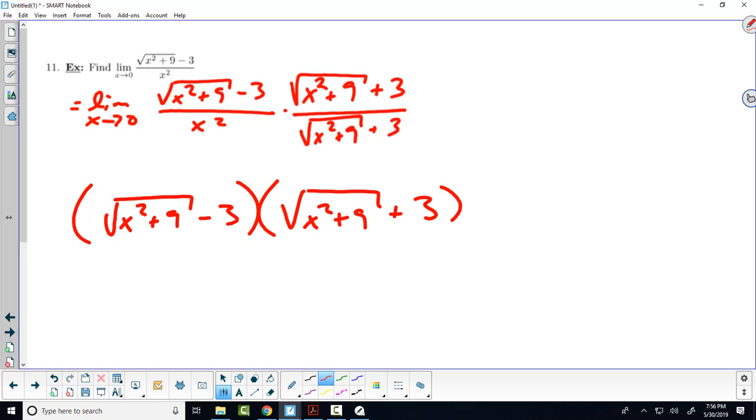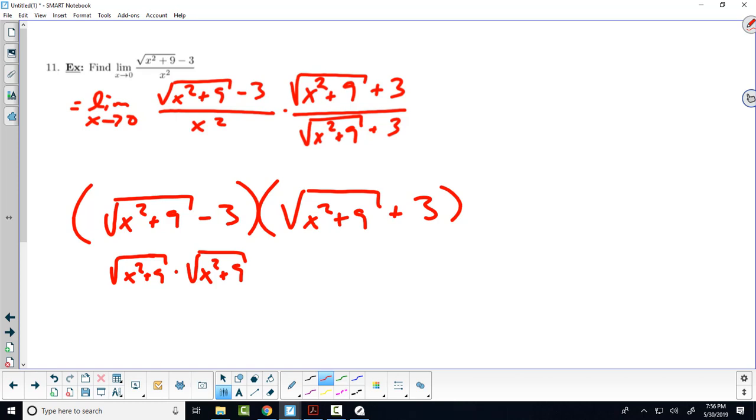Okay, so how do you FOIL something? I don't remember the acronym. We're going to multiply this times this. Okay? So we do the square root of x squared plus 9 times the square root of x squared plus 9. True?